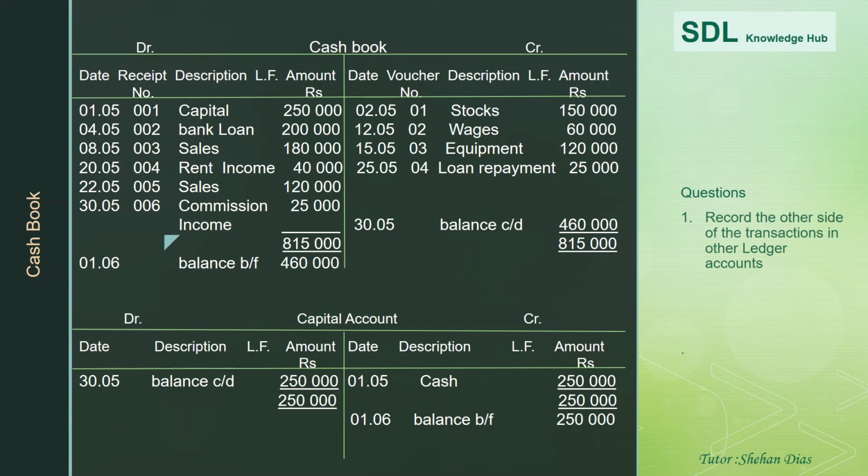So similarly, you can balance the rest of the ledger accounts taking the totals of both sides, and the higher side total minus the lower side, you get the difference, which is the balance, and then you accordingly put balance carried down and balance brought forward, and balance the rest of the ledger accounts too. So hope you got a good understanding about the cash book, the first part. So we will be in due course looking at part 2 of the cash book.